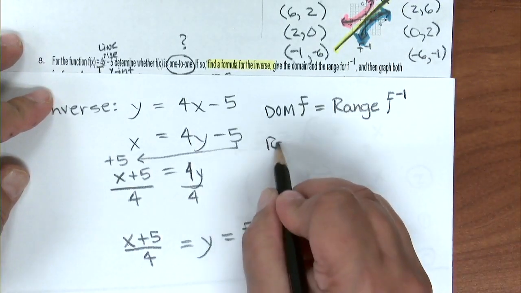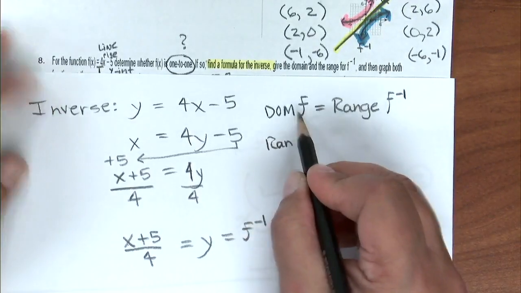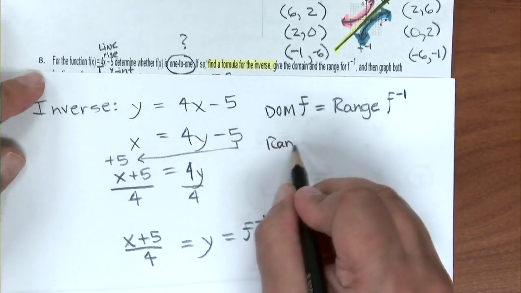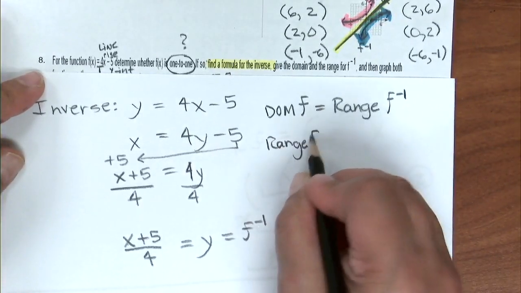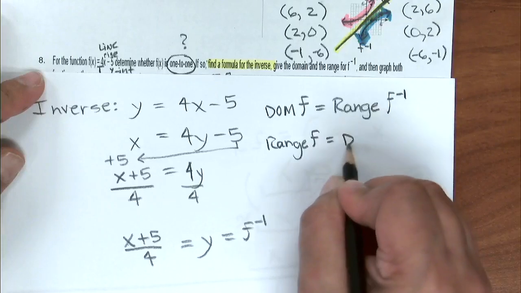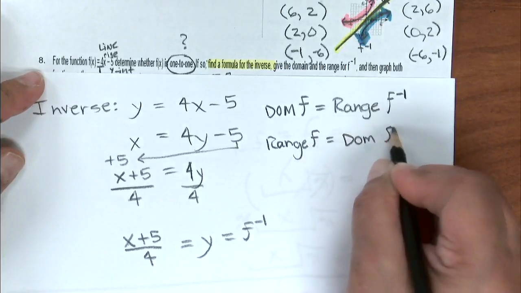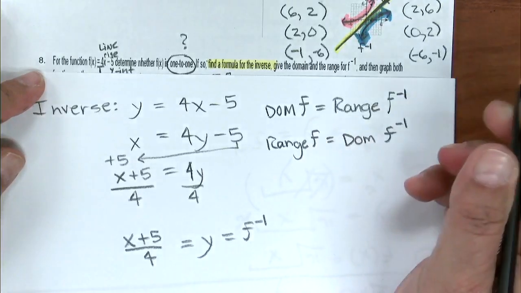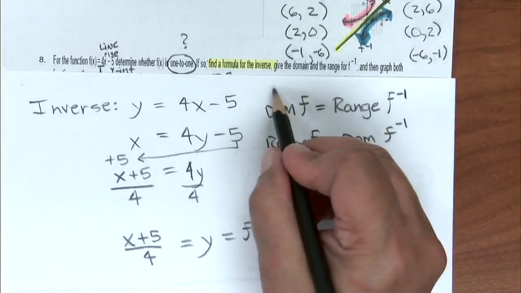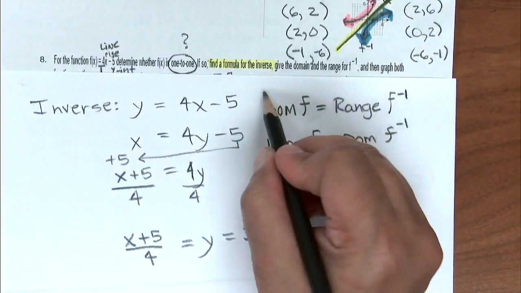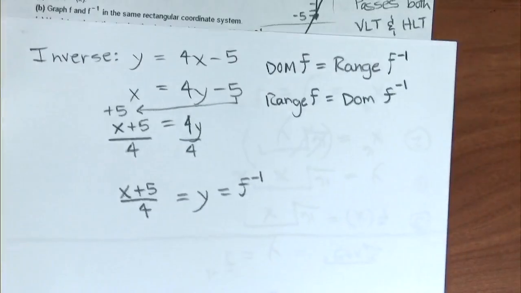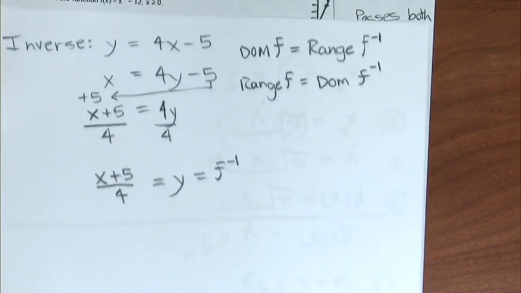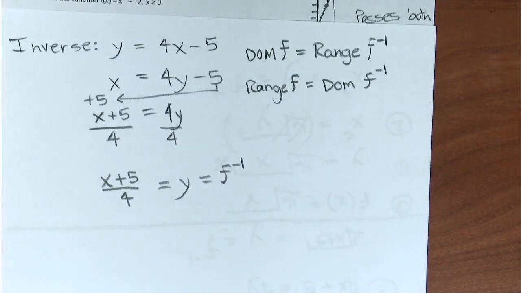And the range of the original function, because the original function has a domain and a range, will be the domain of the inverse. So start by listing what you think is the domain and the range of the original. Look at this picture right here, because you could tell the domain just by looking at the equation. Do you see that equation right there?